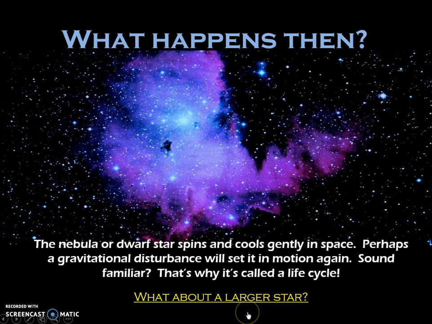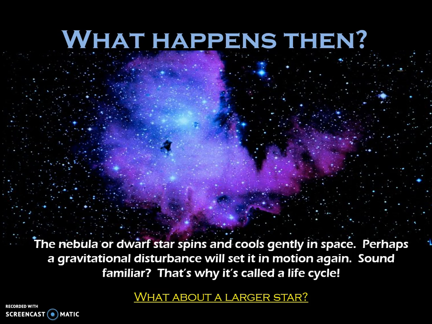The core that once used to be a star and is now surrounded by a thick cloud of cooling, spinning, ejected gas spins and cools gently in space. Perhaps a gravitational disturbance will set the nebula clumping and contracting and spinning faster again. Sound familiar? That's why we call it a life cycle.